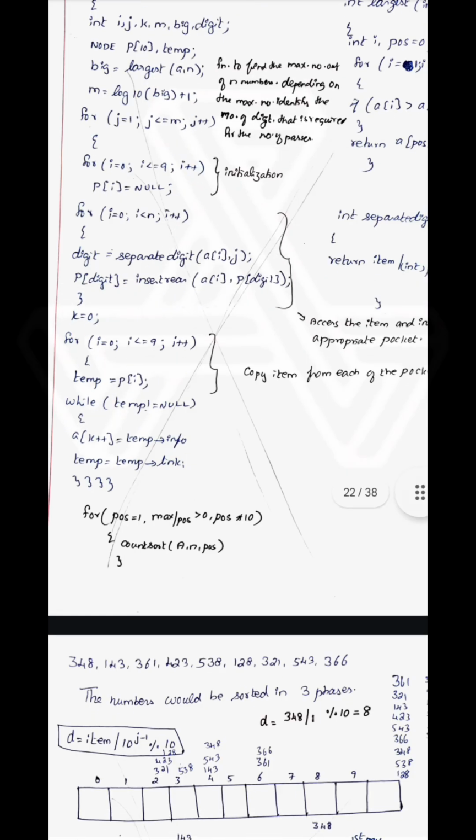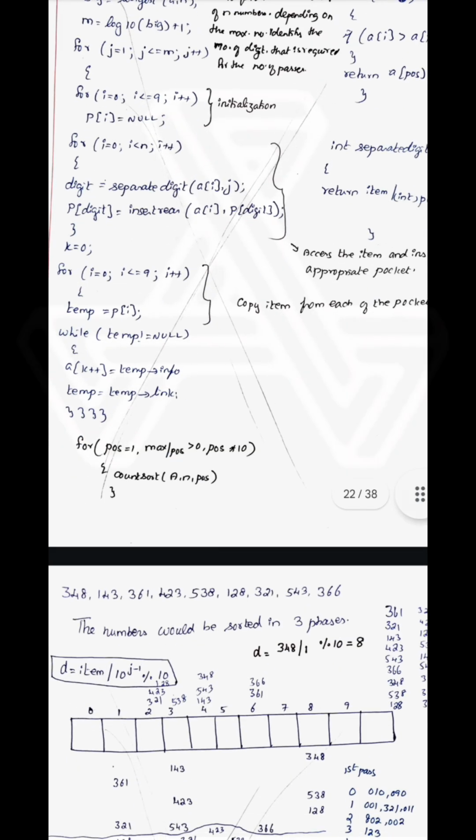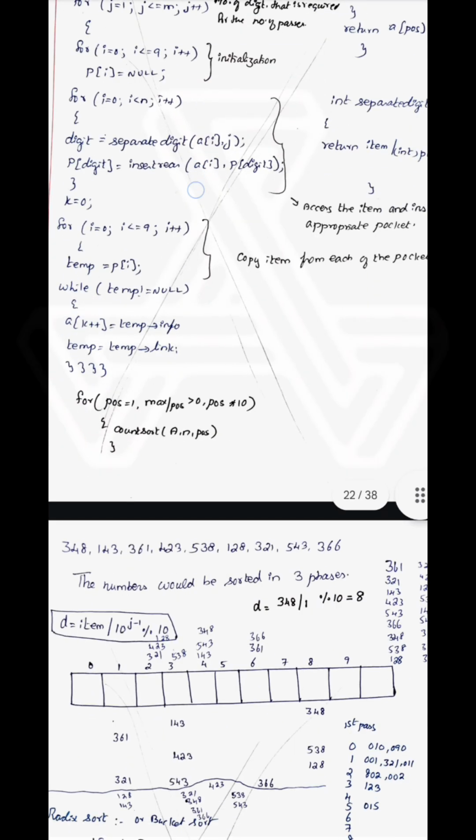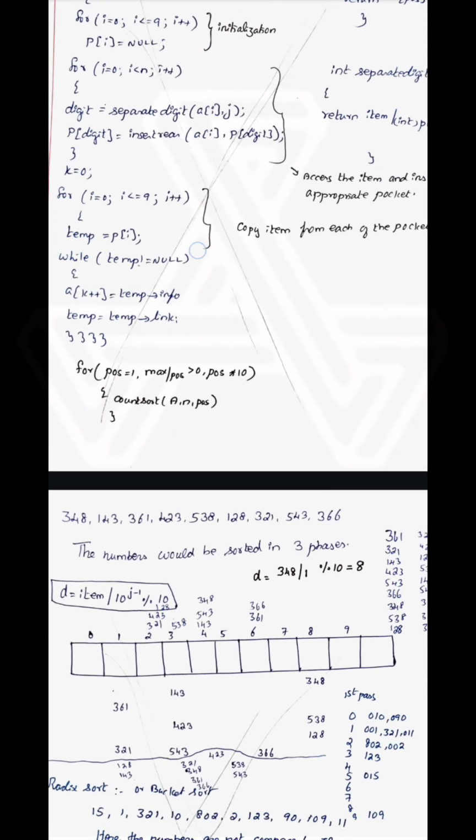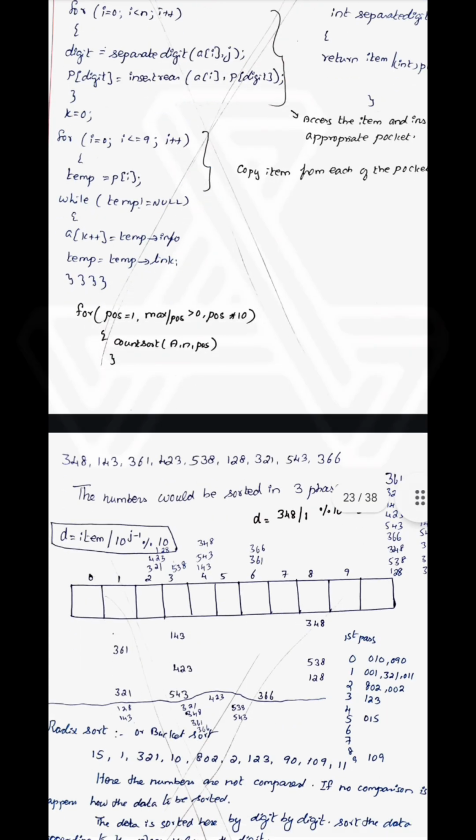k = 0. For i = 0; i <= 9; i++. temp = p[i], while temp is not equal to null, a[k++] = temp info, temp = temp link. For position i, max by pos greater than 0, pos not equal to 10, pos times 10.